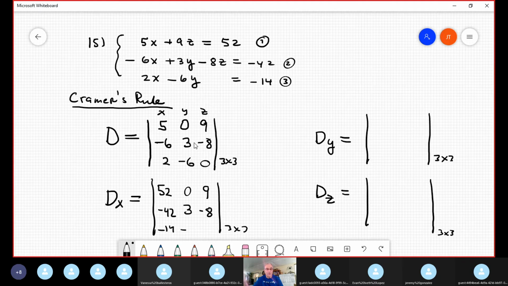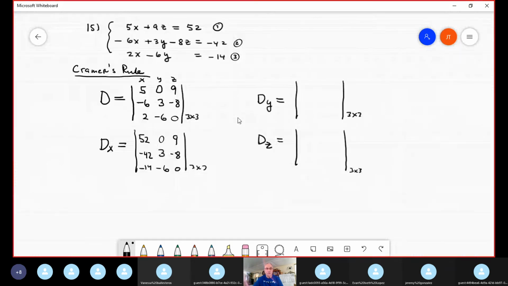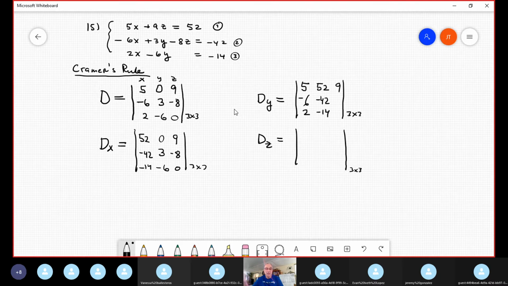For Dy, you replace the y column, so the others stay the same. This is 5, negative 6, 2, stay the same. Now we have 52 here in the y column: 52, negative 42, and negative 40. And the z column stays the same: 9, negative 8, and 0. Let me zoom to see more clearly.